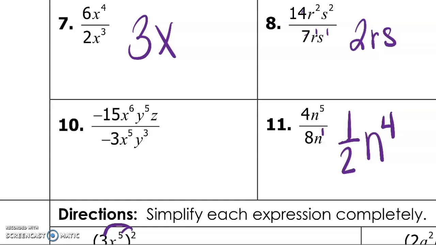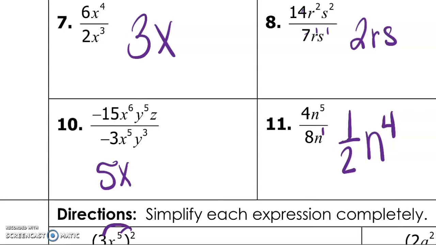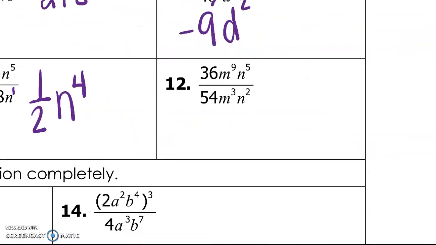Number 10, negative 15 divided by negative 3 is positive 5. X to the 1st, so just x, y to the 2nd, and then don't forget to bring the z along even though there's no z on the bottom. Number 12, 36 over 54, you need to simplify that to 2/3. M to the 6th, n to the 3rd. So your big numbers, your coefficients, you divide, or if it's going to stay a fraction, you need to simplify it, no decimals, and then you subtract your exponents.